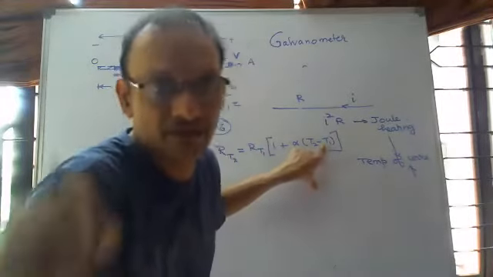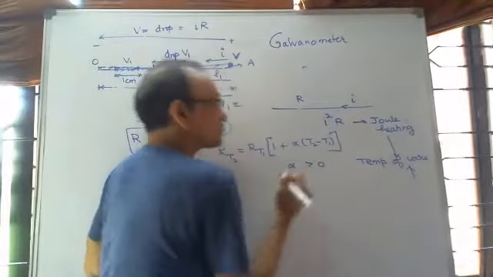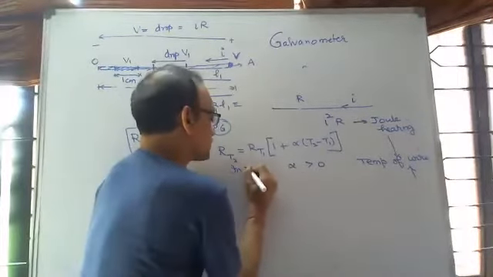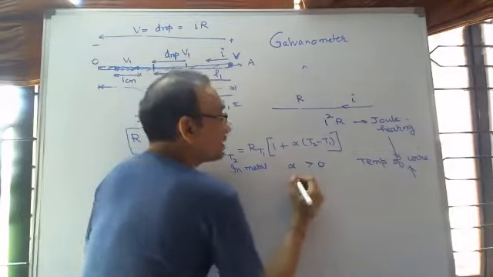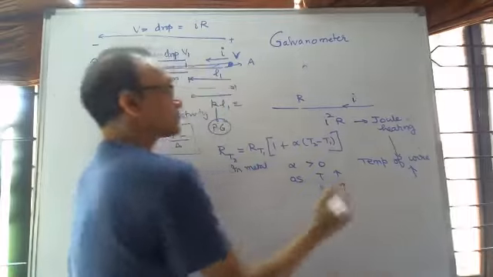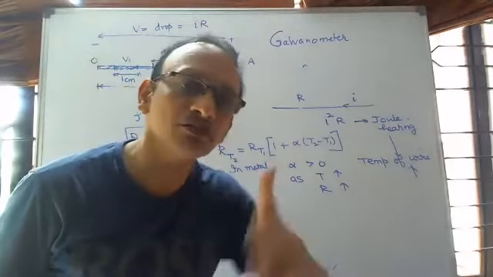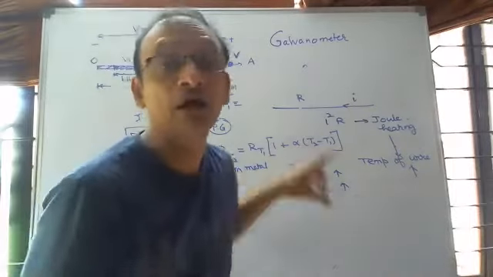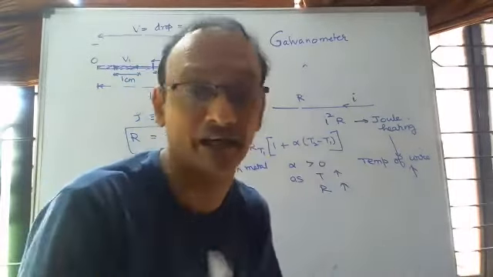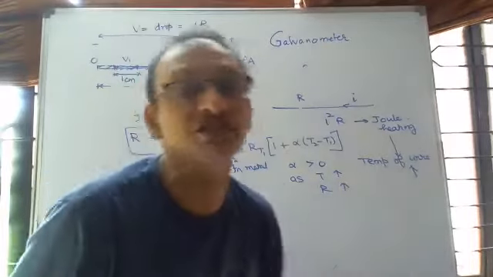In metals, alpha is positive. And as temperature increases, resistance increases in metals. Metals में क्या होता है? जैसे जैसे temperature बढ़ता है, resistance बढ़ता है because of positive alpha. There are some materials in which alpha is negative. अगर alpha negative है, तो जैसे temperature बढ़ेगा, resistance कमेगा.